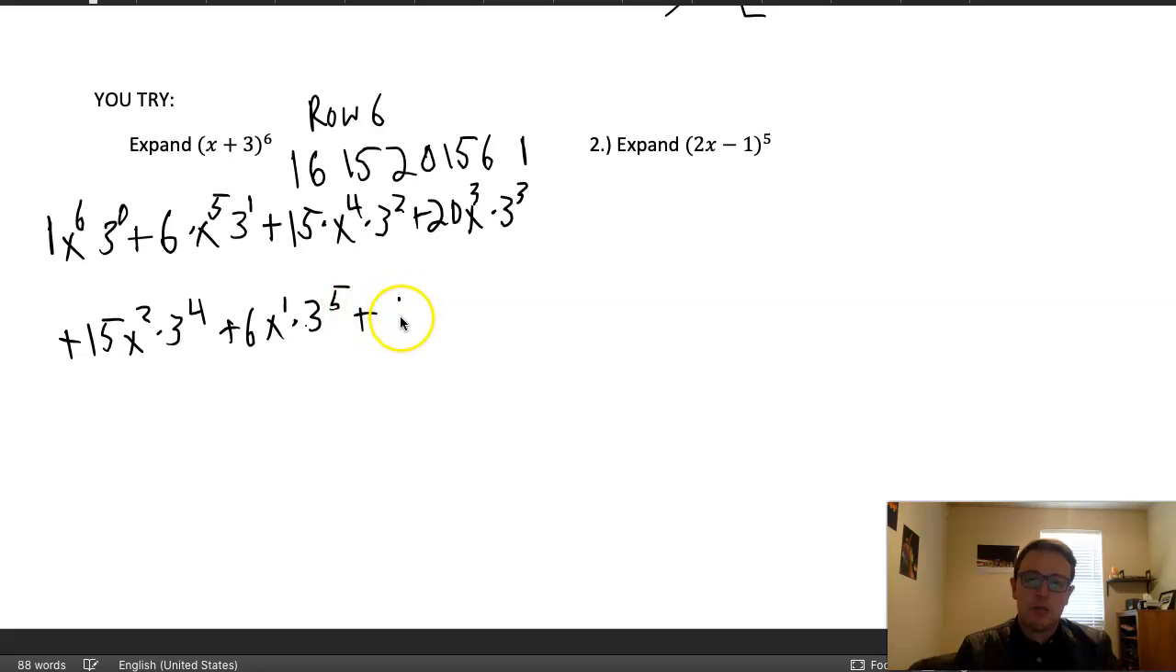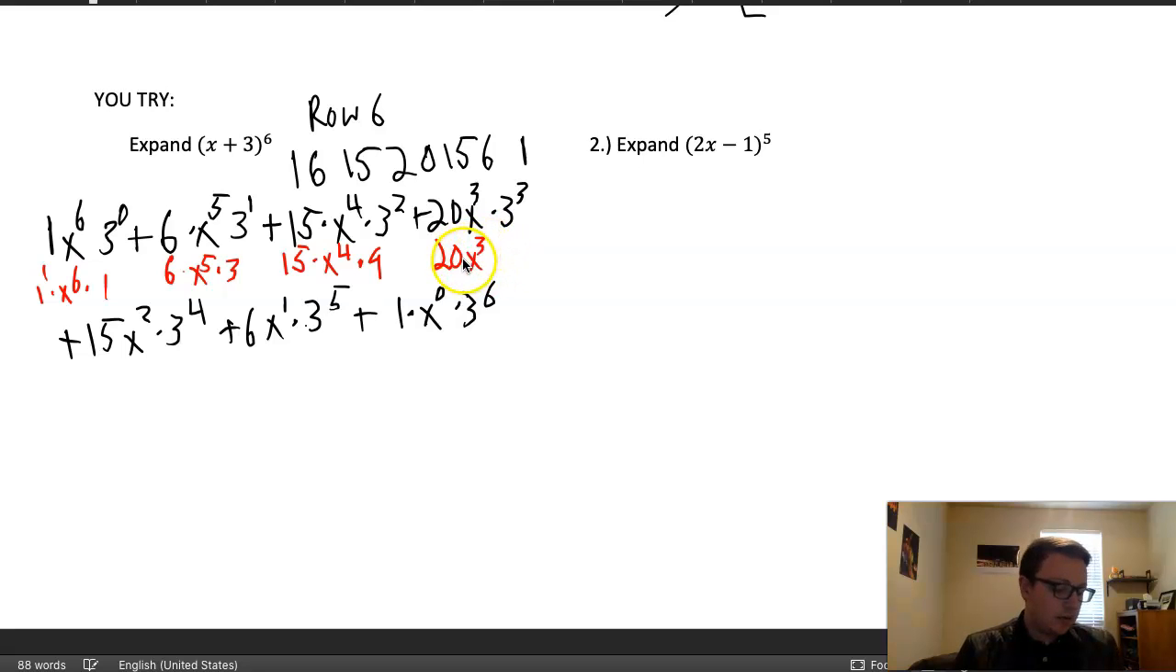And then we will have 1 times x to the 0 times 3 to the sixth. And now we get out our calculators and see what each of these will equal. So this will be 1 times x to the sixth times 1. Our next term will be 6 times x to the fifth times 3. Then we'll have 15 times x to the fourth times 3 squared, which is 9. Then we'll have 20 x cubed, and then 3 cubed, we put that into our calculator, is 27.